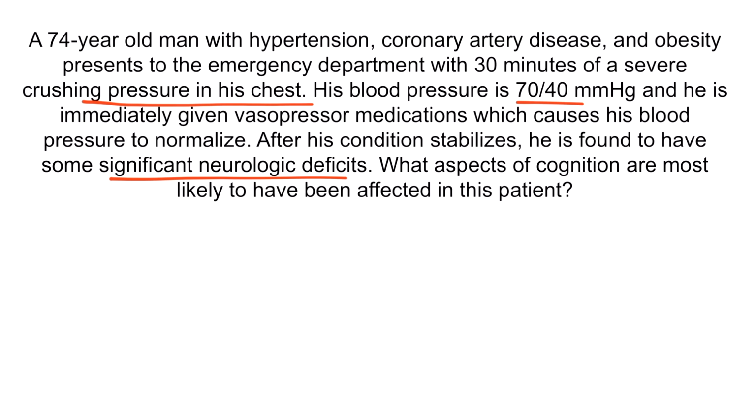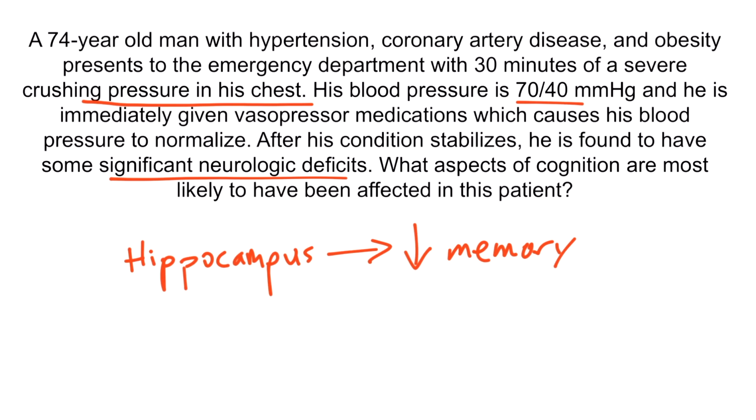Remember that the areas most likely to be affected by global hypoperfusion include the cerebral cortex, hippocampus, and cerebellum. While damage to the cerebral cortex can cause a number of deficits, hypoperfusion of the hippocampus will likely cause memory deficits, and hypoperfusion of the cerebellum will likely cause difficulty with motor skills and balance. So in terms of cognition, hypoperfusion of the hippocampus will likely cause memory deficits, which is the answer to the question.